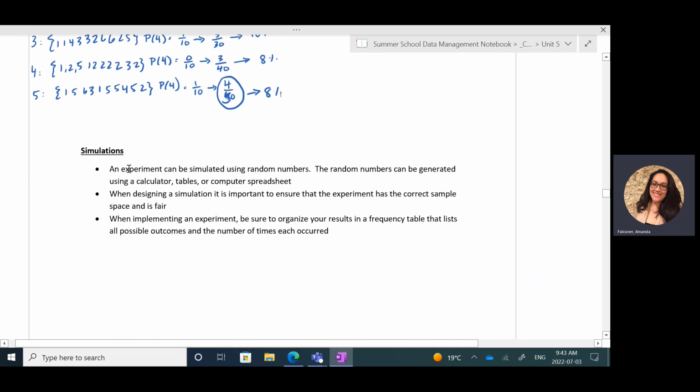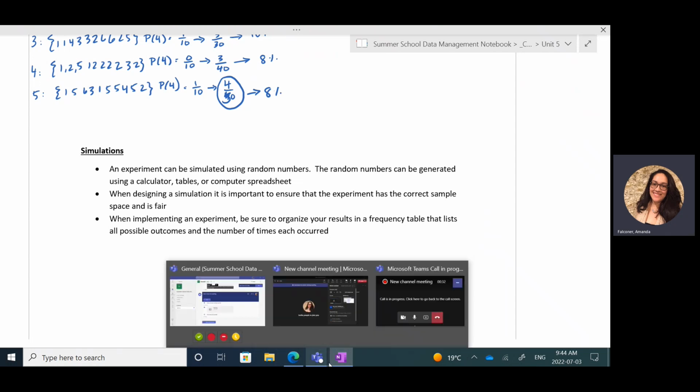So down here, it just says a couple of different bullets about simulations, which is what we just did with Excel. An experiment can be simulated using random numbers. The random numbers can be generated using a calculator, tables, or computer spreadsheet. When designing a simulation, it is important to ensure that the experiment has the correct sample space and is fair. When implementing an experiment, be sure to organize your results in a frequency table that lists all possible outcomes and the number of times each occurred.